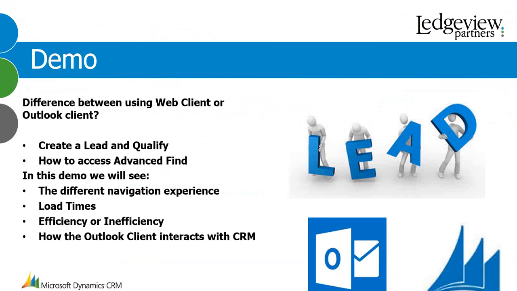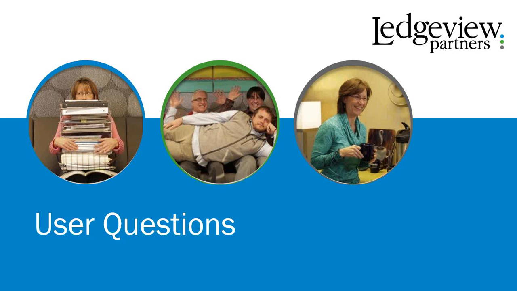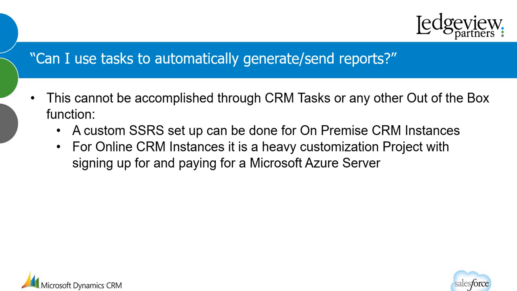So in this demo, we saw the different navigation experience, the load times, efficiencies or inefficiencies of each version, and how the Outlook client interacts with CRM, meaning it opens up the web client to actually enter the lead. And it's going to do that with existing records as well. Anytime you actually open a record, it's going to pull into the web client. So that was our Outlook client demo, and now we're going to jump into our user questions.